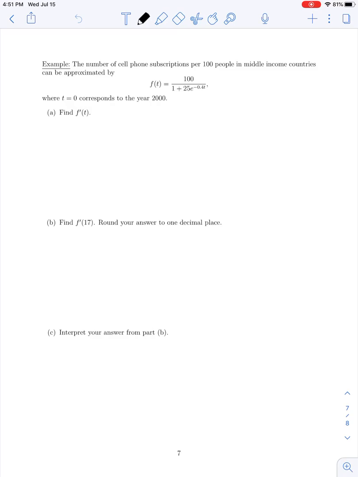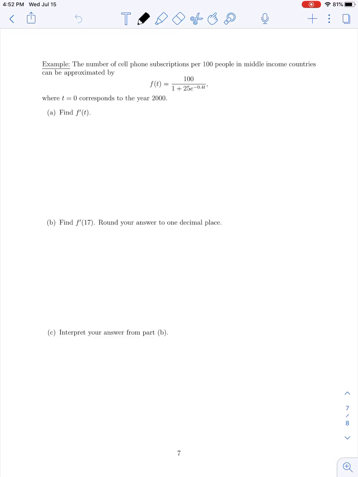Suppose that the number of cell phone subscriptions per 100 people in middle-income countries can be approximated by the function f of t, which is 100 over 1 plus 25e to the negative 0.4t, where t equals 0 corresponds to the year 2000. So in part A, we're asked to find the derivative of this function, which represents the number of cell phone subscriptions.